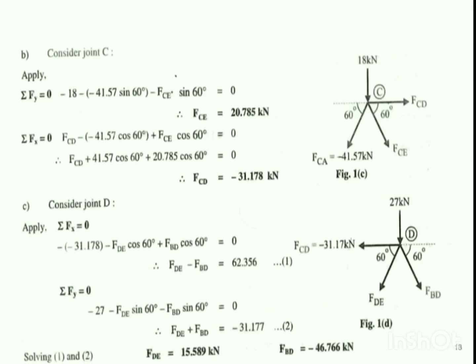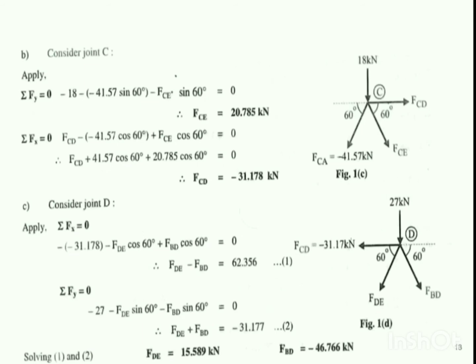As this is our assumption, we need to assume the direction of the force is always acting away from the joint. If we get a positive value, then it represents that our assumption is correct and the member is carrying a tensile force. If we get a negative value, which indicates that our assumption is incorrect, the member carries a compressive force. So in this way we isolated joint C, we applied summation Fy equation and summation Fx equation to get the unknown member forces.